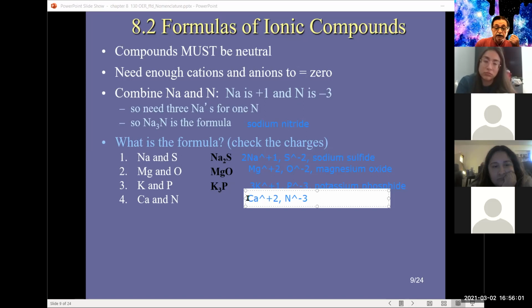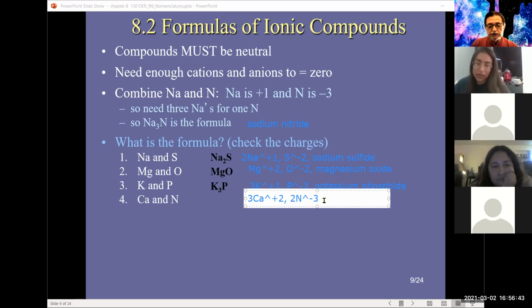Yeah, exactly. That means I need 3 calciums. That gives me a total of +6. And I need 2 nitrides. You got it, right? And so our common number here is 6. So I got to have enough of each so they cancel each other out. So I need 3 calciums and 2 nitrides.